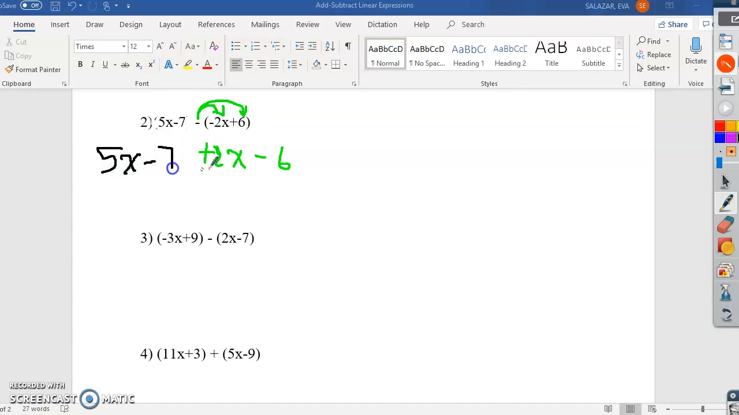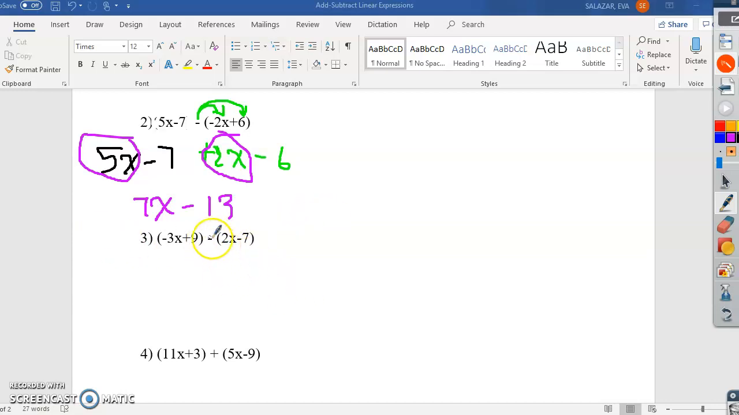minus 7. Now I'm going to combine like terms. So 5x can be combined with 2x, and they're both positive, so my answer here is 7x. And I can combine negative 7 and minus 6. They're both negative, same signs. You're going to add, and your answer here is negative 13. We keep it negative because our rule says same signs you can add, and you must keep your sign. So 7x minus 13 is my answer here.